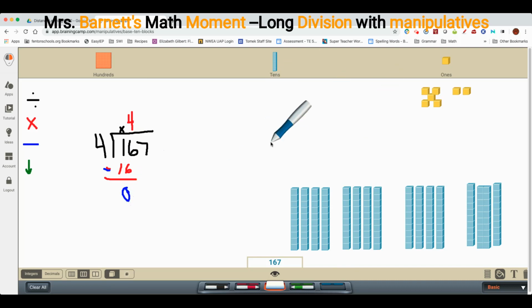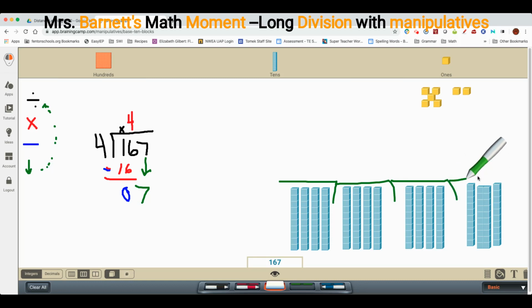Nothing left on this board, except I have these 7. Right? So no more sticks, but I still have these 7. So now I have to bring down that's where that 7 comes from. Now you can see the reason for going back up here and starting with division again. Because I still have these 7 that have to be divided among these baskets that my kids have for Easter.